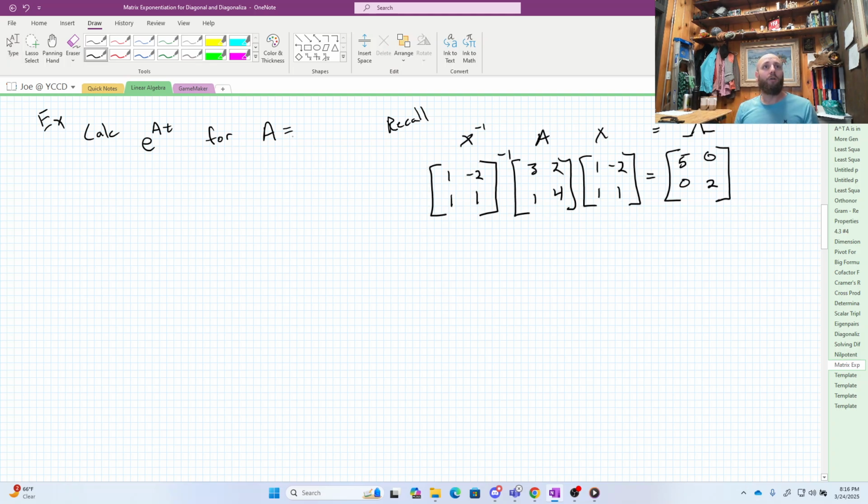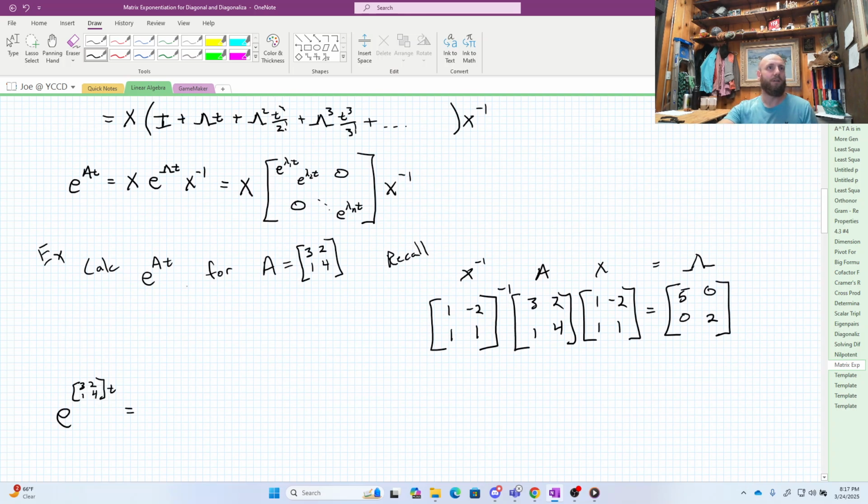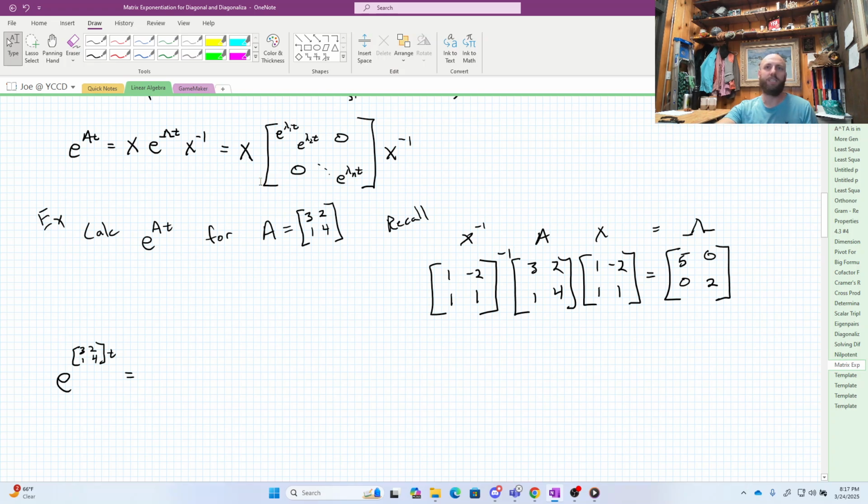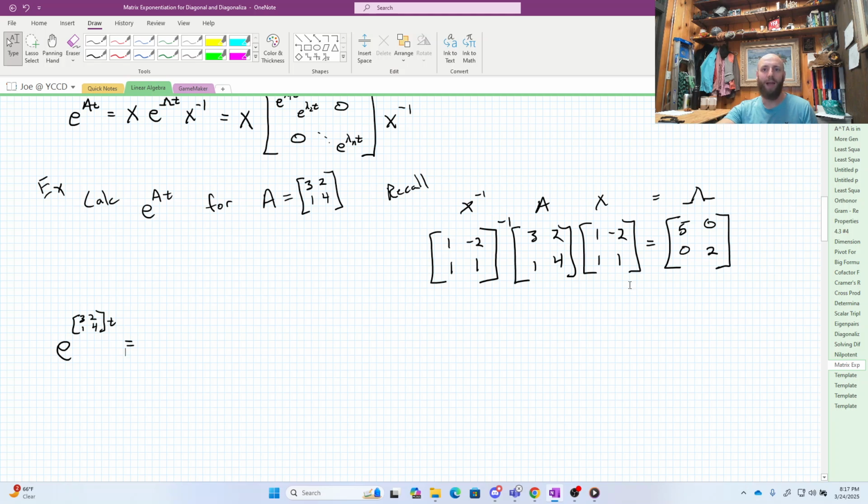Okay, so the matrix that I'm calculating my exponential for is [3 2; 1 4]. So I'm going to have e to the [3 2; 1 4]t equal, and from what I just did, I'm going to get that matrix X. This guy is written backwards, but I just need the X and the lambda matrix out of it. So I'm going to get my X. That's [1 -2; 1 1].